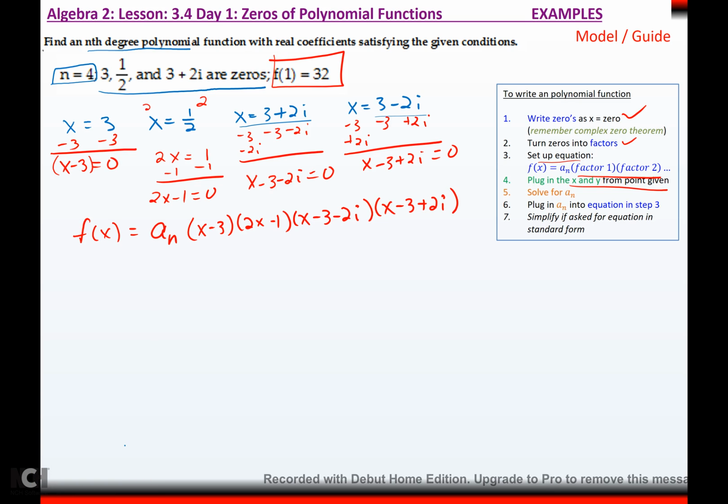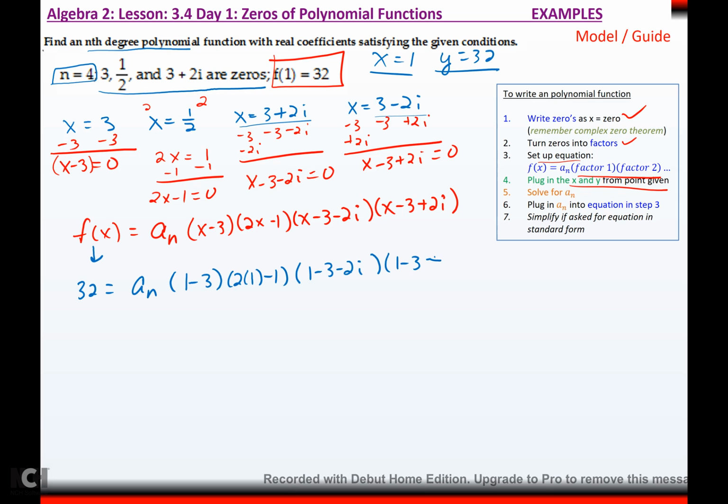What they're telling me is if I change x to 1, I will get 32 for y. So if I plug that in, I'm going to change this to 32, a sub n, and I'm going to change all of my x's to 1. So I have 1 minus 3, 2 times 1 minus 1, 1 minus 3 minus 2i, 1 minus 3 plus 2i. And I'm going to solve this for a sub n.